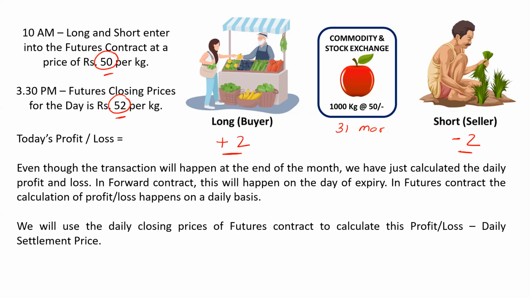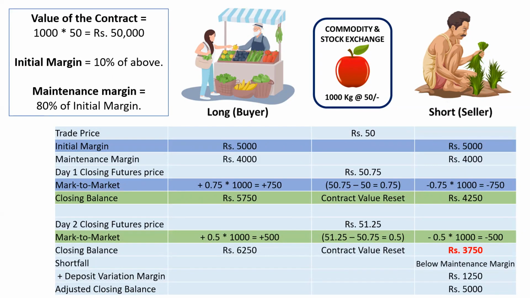So let's see some example and let's see some working. The contract is for 1000 kg apples and each kg is worth 50 rupees. So the total value of the contract is 1000 kg multiplied by 50, which is rupees 50,000. Let's say the exchange is stating that both long and short have to post an initial margin of 10% of the value of the contract.